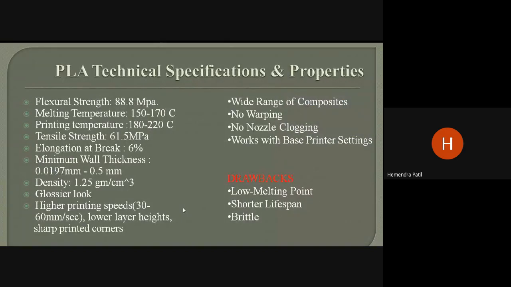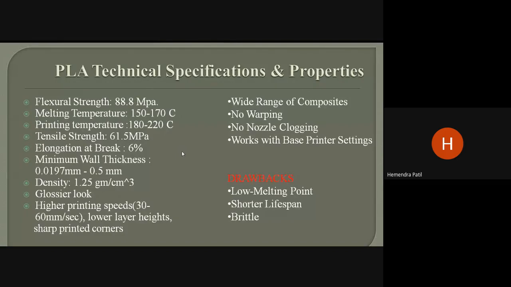These are some technical specifications related to PLA. PLA has a flexural strength of 88.8 megapascal, and the melting temperature is 150 to 170 degrees Celsius, and printing temperature is 180 to 220 degrees Celsius. Tensile strength is about 61.5 megapascal. This is all before printing the 3D parts, and elongation at break is 6%, and minimum wall thickness you will get from 0.0197 mm to 0.5 mm. The density of PLA you will get is 1.25 gram per centimeter.